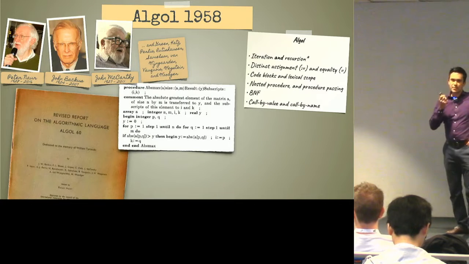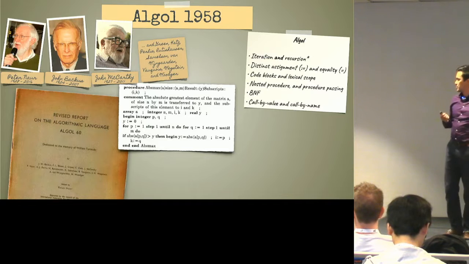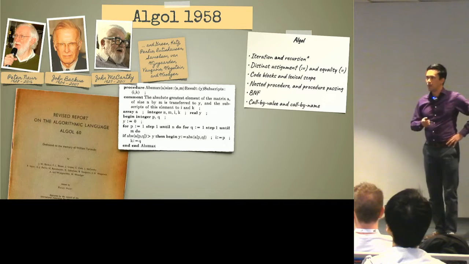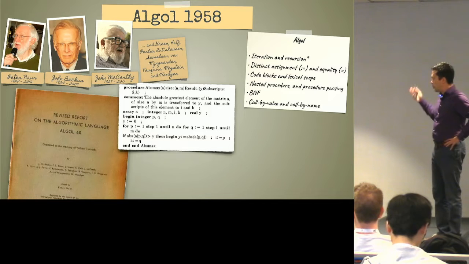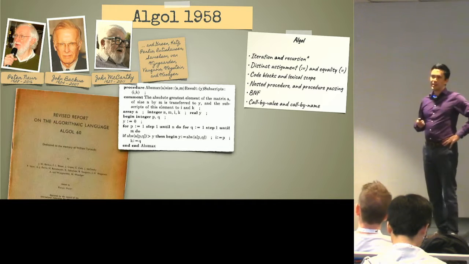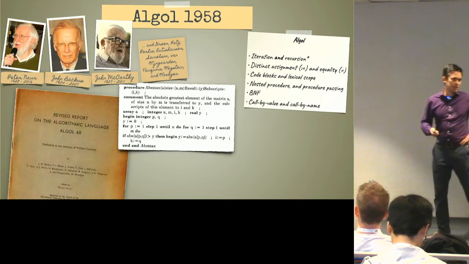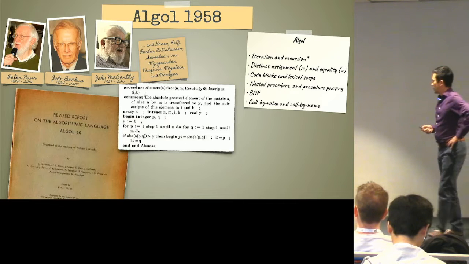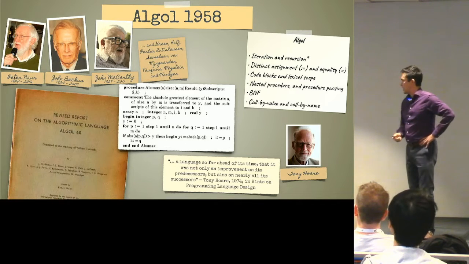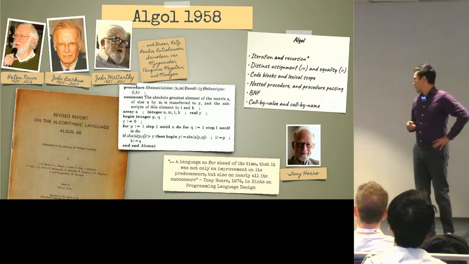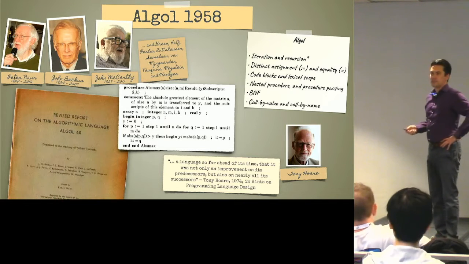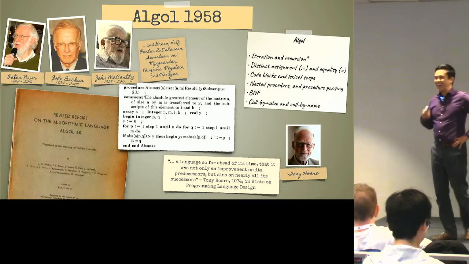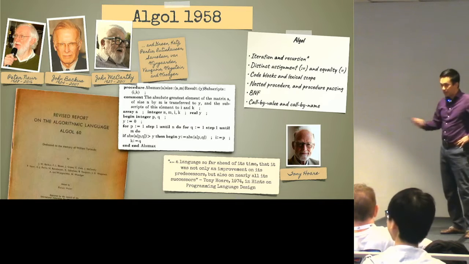These ideas kind of come together, or at least these people come together in '58 in the invention of ALGOL. So together with Peter Naur and a whole bunch of other people, they tried to design a language which is good for expressing algorithms. And so this language, Tony Hoare tells us, is a language that's so ahead of its time that it was not only an improvement on its predecessors, but also on nearly all of its successors. Including Haskell.